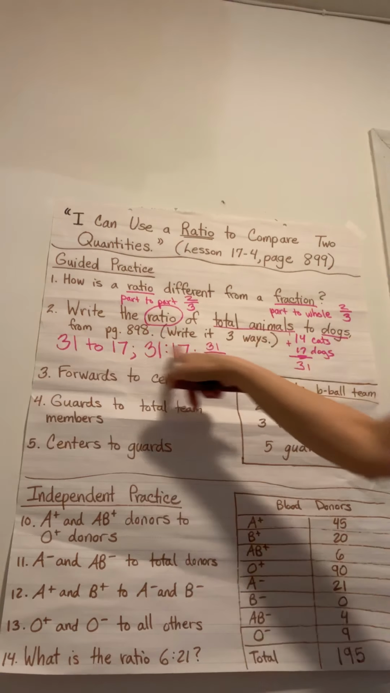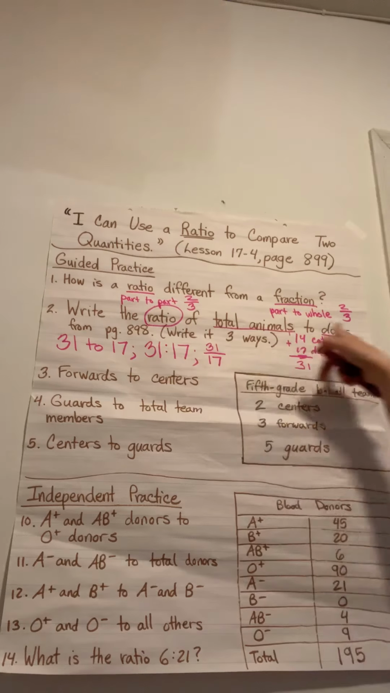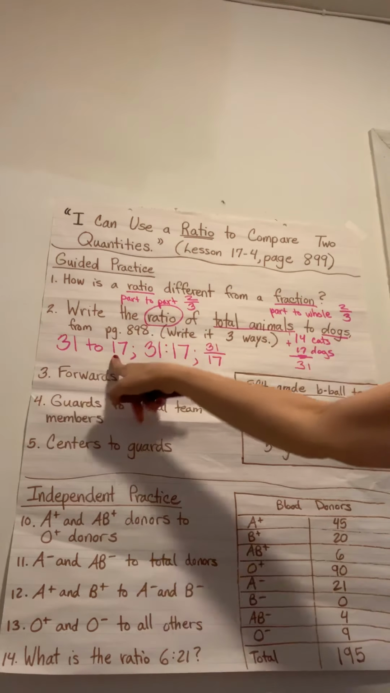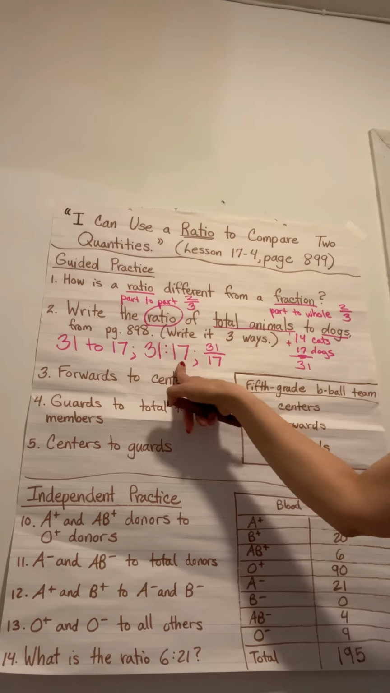This part of the ratio is that part of the comparison, and this part of the ratio is that part of the comparison. So there's 31 total animals for every 17 dogs.